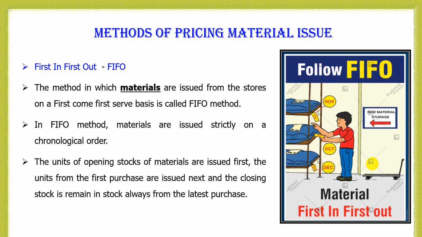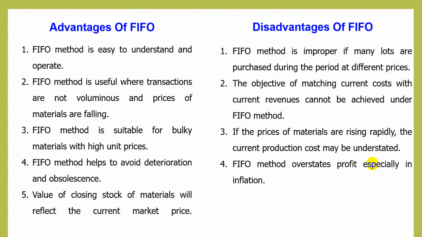What is FIFO? It is first in, first out, in which materials are issued from the stores on a first come, first served basis, and is called the FIFO method. In the FIFO method, materials are issued strictly in chronological order. The units of opening stock are issued first, the units from the first purchase are issued next, and the closing stock always remains from the latest purchase.